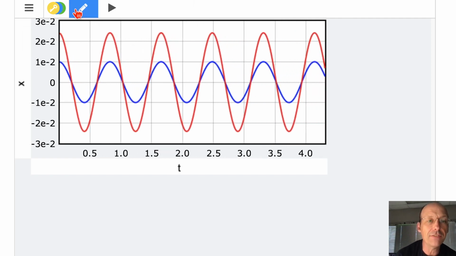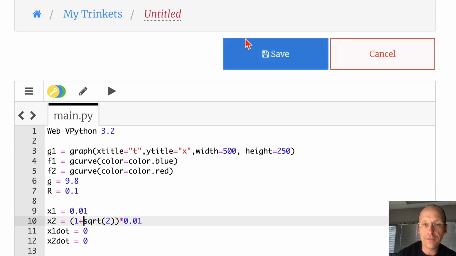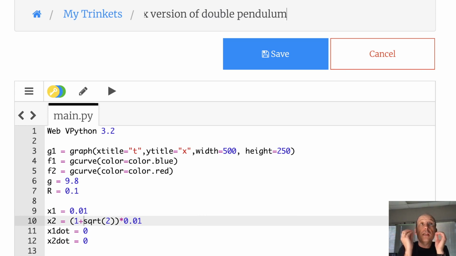I didn't even save it. Look at that, I am going to save this. Let's see, X version of double pendulum. Of course, for small oscillations, you can use these normal modes to make linear combinations of any other solutions. You just have to find the initial conditions. But I just wanted to find the normal modes, and I want to see the normal modes with my eyes.